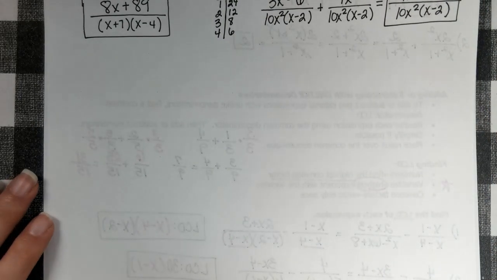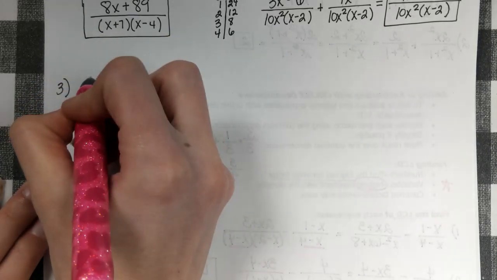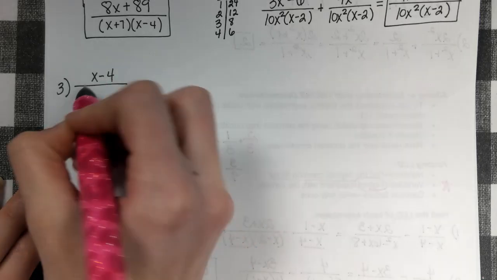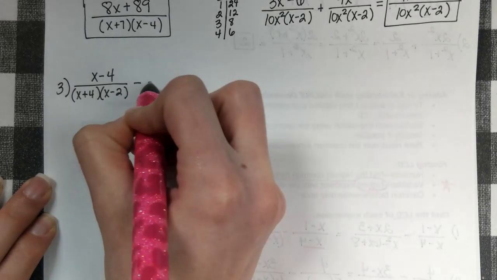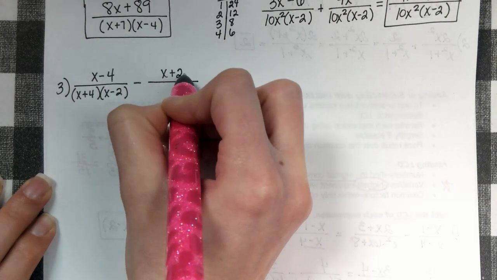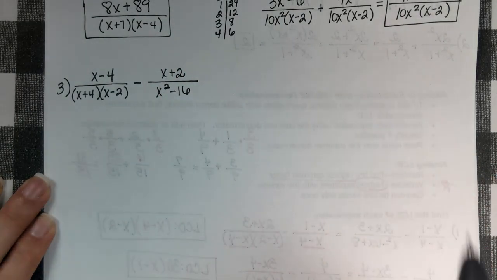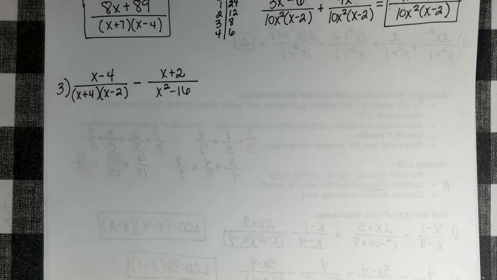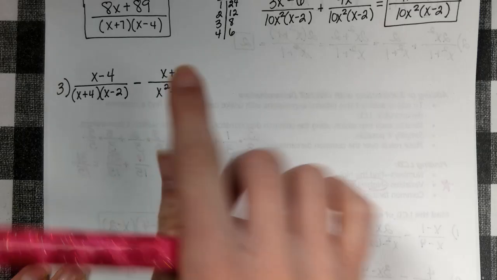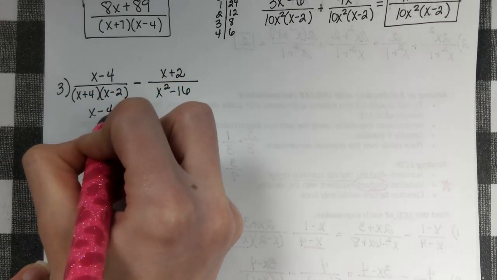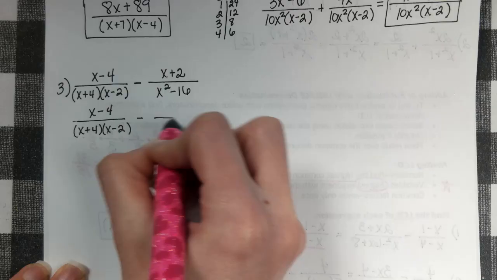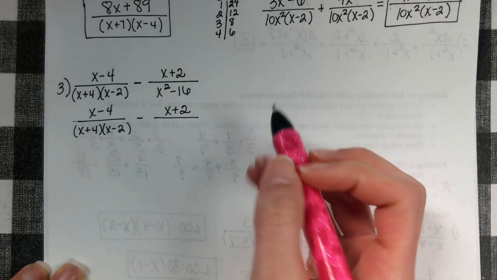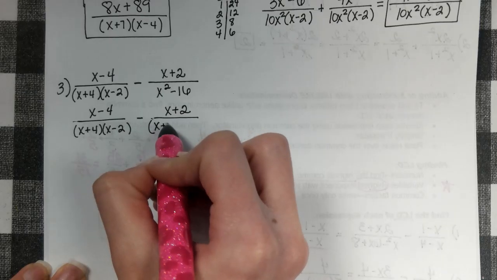So then let's say we look at x minus 4 over x plus 4, x minus 2, minus x plus 2 over x squared minus 16. What do I recognize? I got the difference of two squares here. So I'm going to rewrite that, x minus 4 over x plus 4 times x minus 2, minus, I have my x plus 2. What is x squared minus 16 factor to? Good. X plus 4 and x minus 4.